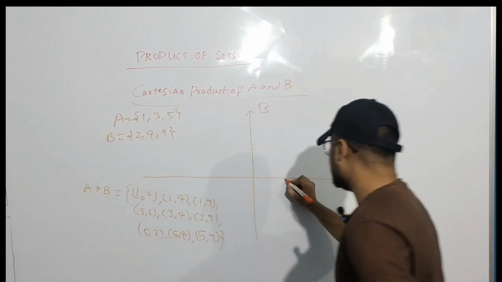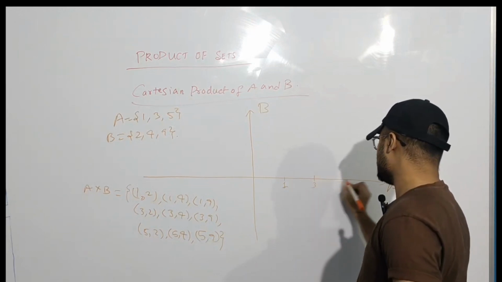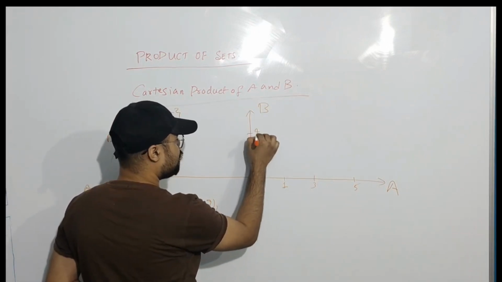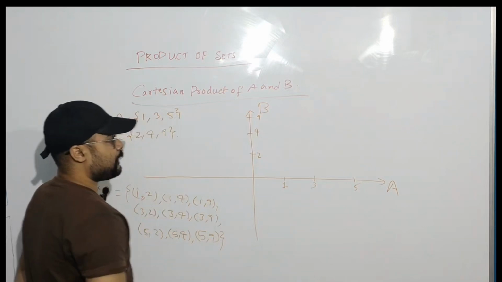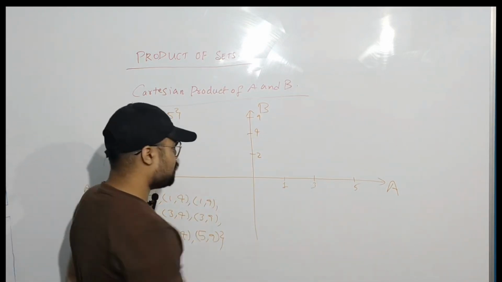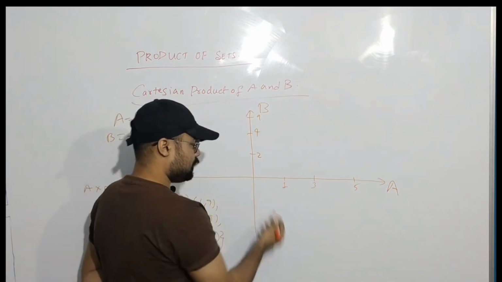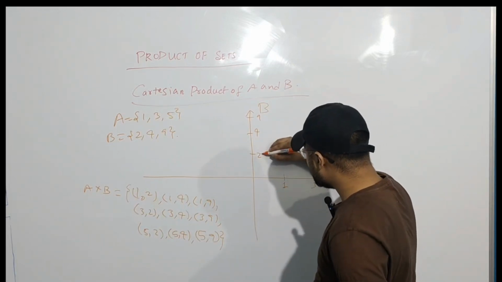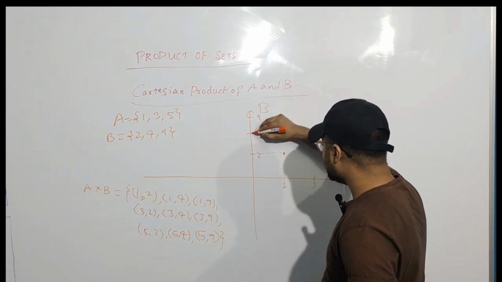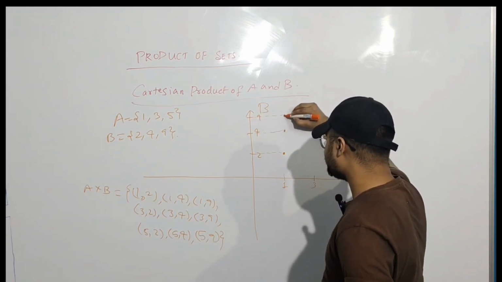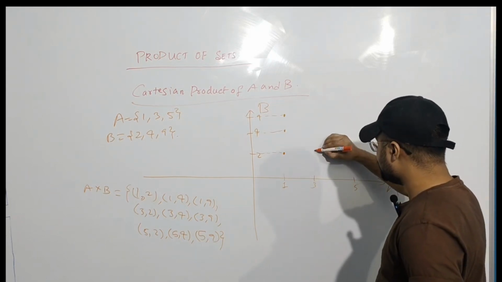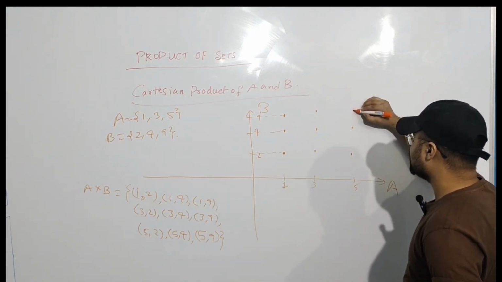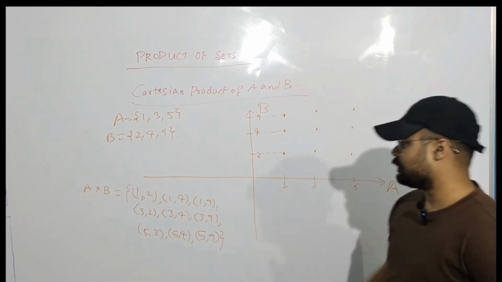So this is 1, this is 3, and this is 5. And what are the elements in B? Elements in B are 2, let's say this is 4, and this is 9. Then you just plot it. Because this is the Cartesian product, it is all possible pairs. So 1 and 2 will each have a point. Everywhere you will have a point. Similarly for 3. So the Cartesian product will be something like this only, because it is all possible pairs.